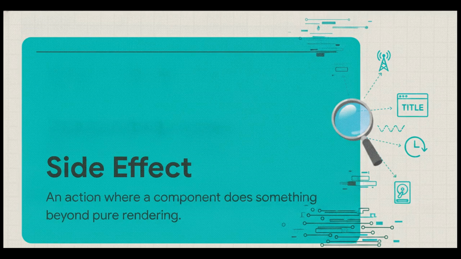Our sources define a side effect as basically any action where a component does something beyond pure rendering. In a pure render, the same props and state will always, predictably, produce the exact same visual result. But a side effect? It breaks that seal. It talks to a server, it sets a timer, or it saves data to local storage. And this matters because the second you touch the outside world, you lose React's built-in safety nets.